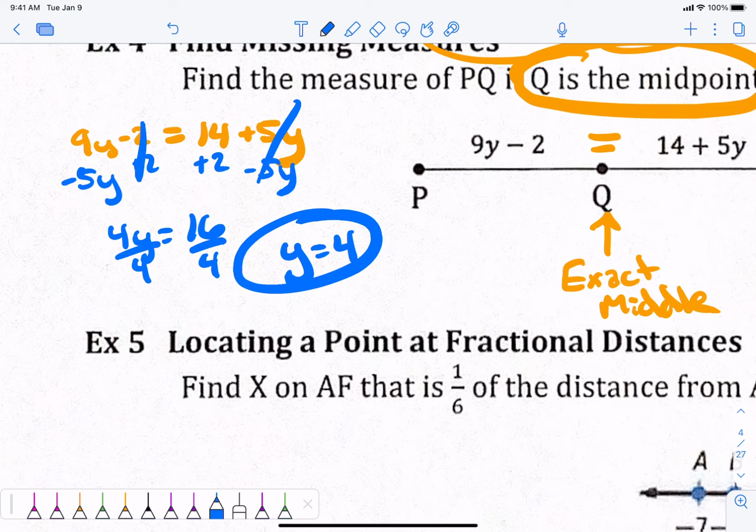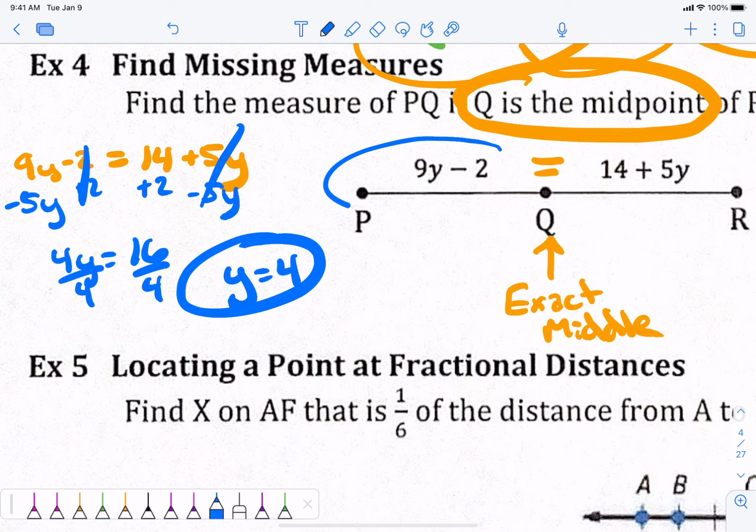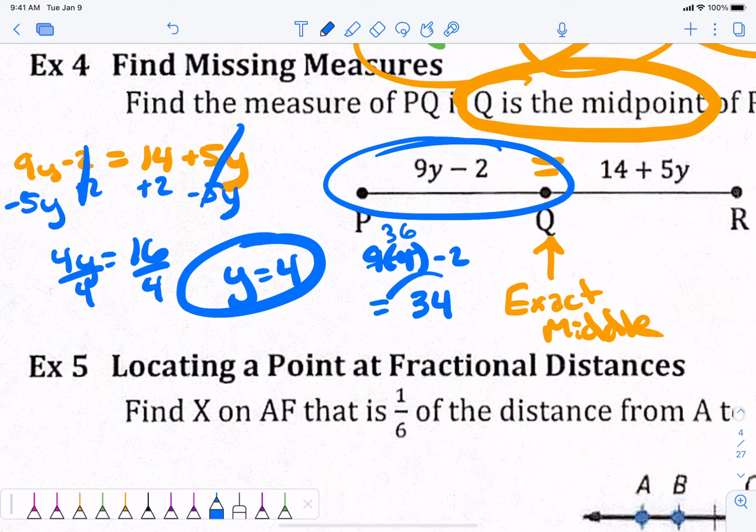Perfect. Okay, but find the measure of PQ. PQ is this guy right here. So 9 times 4 minus 2. 9 times 4 is 36, minus 2 is 34. That's what we want, okay? If they're asking for the measure of QR, you can plug it in there, or we know it's going to be 34 also, right? Because they're the same. So we wouldn't necessarily have to plug it in if we don't want to. Make sense? Yep. Okay?